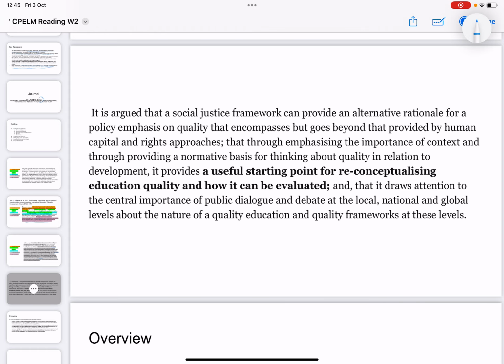So basically it says that a social justice framework can provide an alternative rationale for a policy emphasis on quality that encompasses but goes beyond that provided by human capital and rights approaches. Through emphasizing the importance of context and through providing a normative basis for thinking about quality in relation to development, it provides a useful framework, the one that Tikly and Angela Barrett do. It's a useful starting point for reconceptualizing education quality and how it can be evaluated.